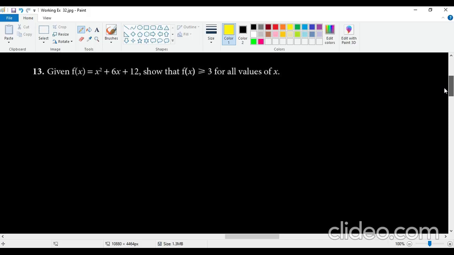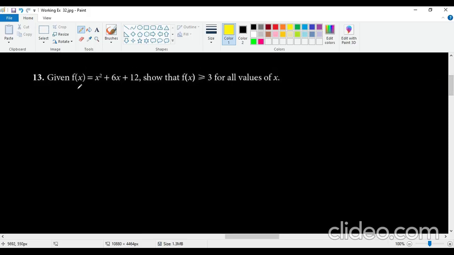Now comes this question. In here we need to prove that this value is greater than 3.